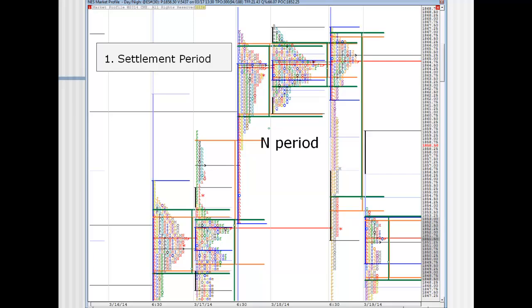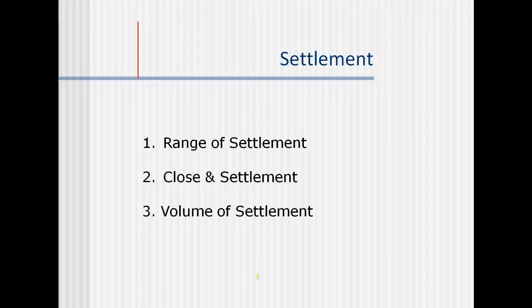Usually it will appear on the profile on the day session as N period. So here's my settlement period right here, all the way up to here. Up to right there. There's my settlement, the low of the settlement period and the high of the settlement period up there. Now, back to why that settlement period is so important and so critical.